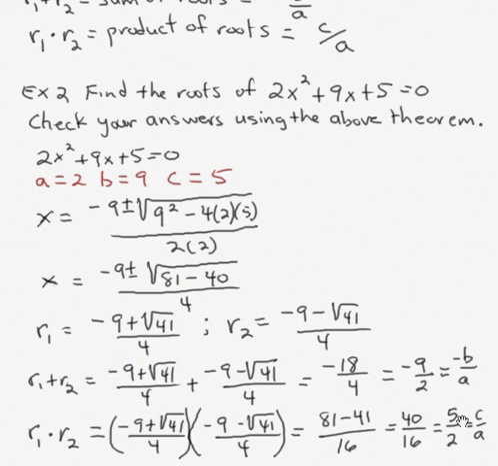And let's check that out. Should that be C over A? Well, C is 5. That's my numerator. A is 2. That's my denominator. So there's a quick way to check my answers. Take my two answers, add them together. I did get the opposite of B over A. Take my two answers, multiply them together. I did get C over A. So we can safely conclude that our answers are correct.